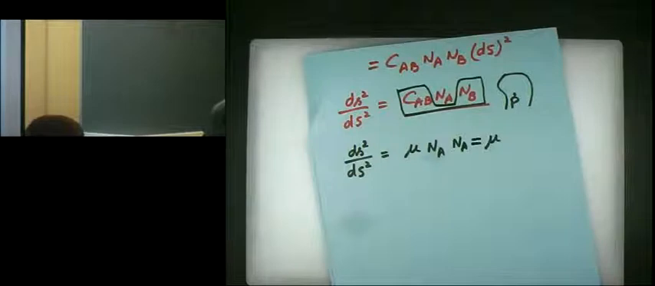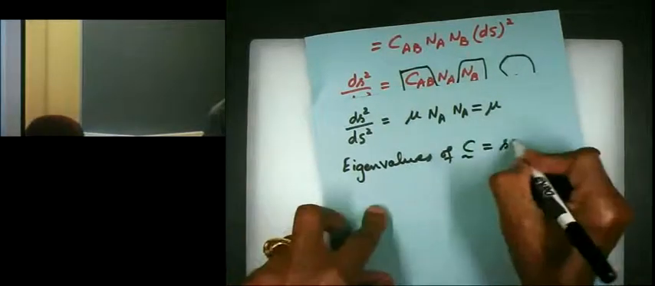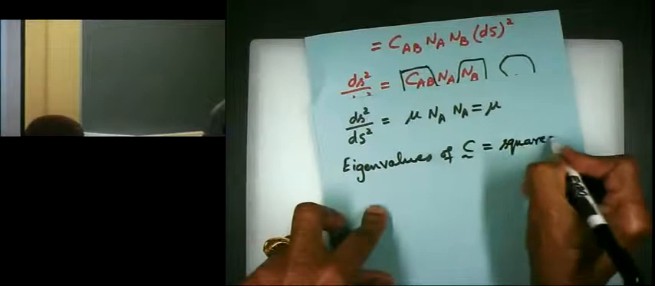So to summarize then, eigenvalues of C are equal to squares of principal stretches.